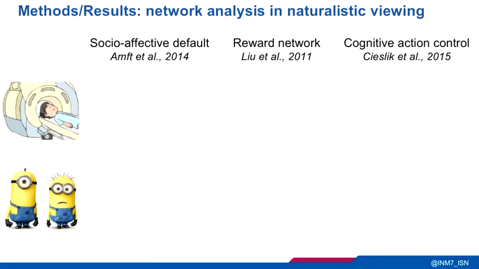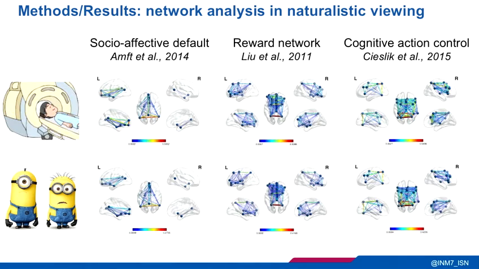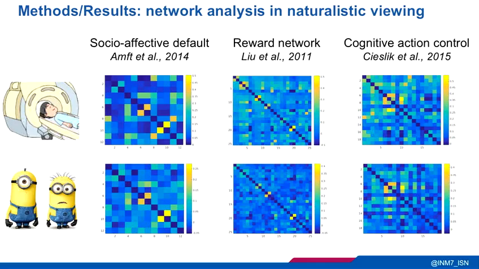Now, can we also use that in the context of naturalistic viewing? What we have is two conditions. One is rest, and the other one is the movie Despicable Me. What we looked at here, for the interest of time, because we only had a few weeks, is just three networks: the social affective default mode network, the reward network, and cognitive action control. So for each of these networks, for each of the 100-plus kids that we looked at, we can extract the resting state network connectome. It's not the whole brain connectome, it's the resting state network connectome. Obviously we represent that as this kind of matrix.